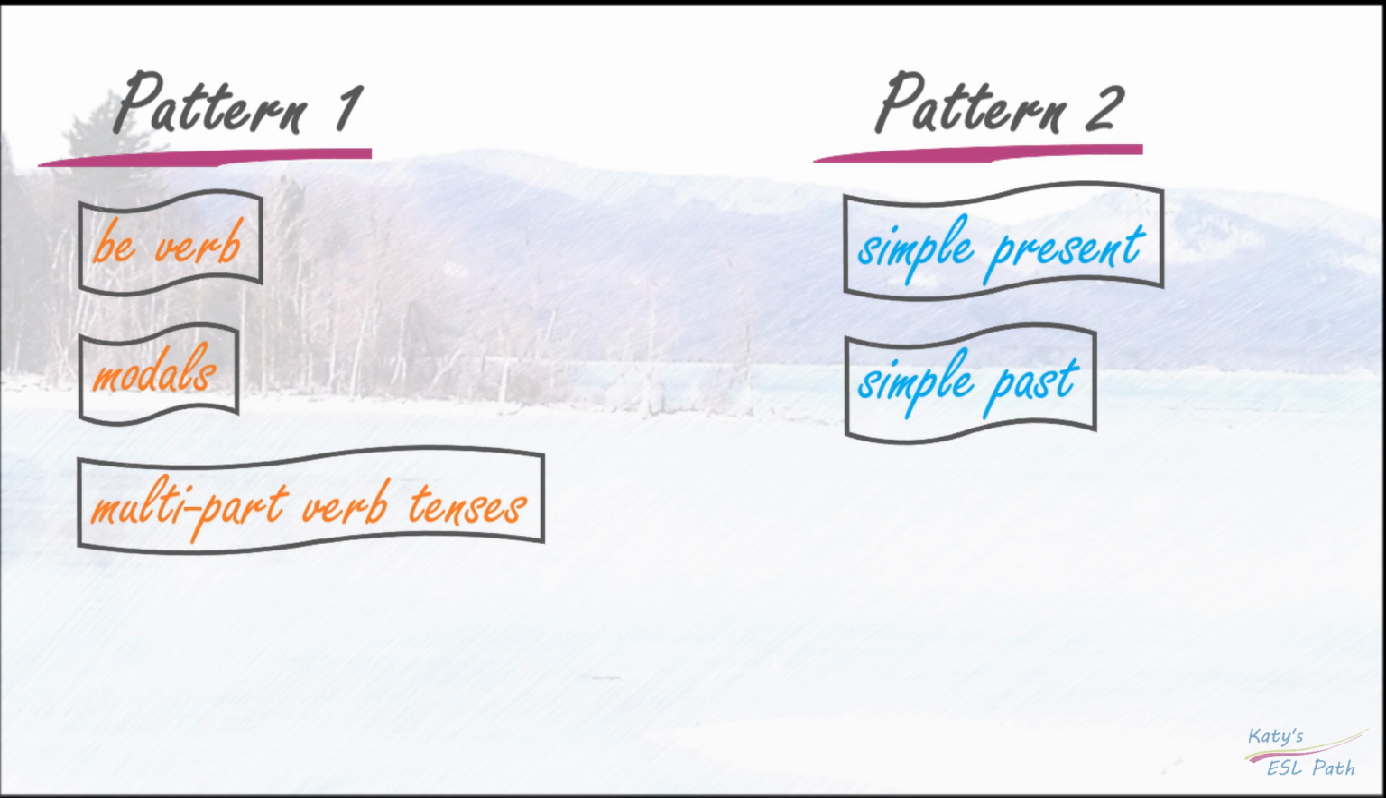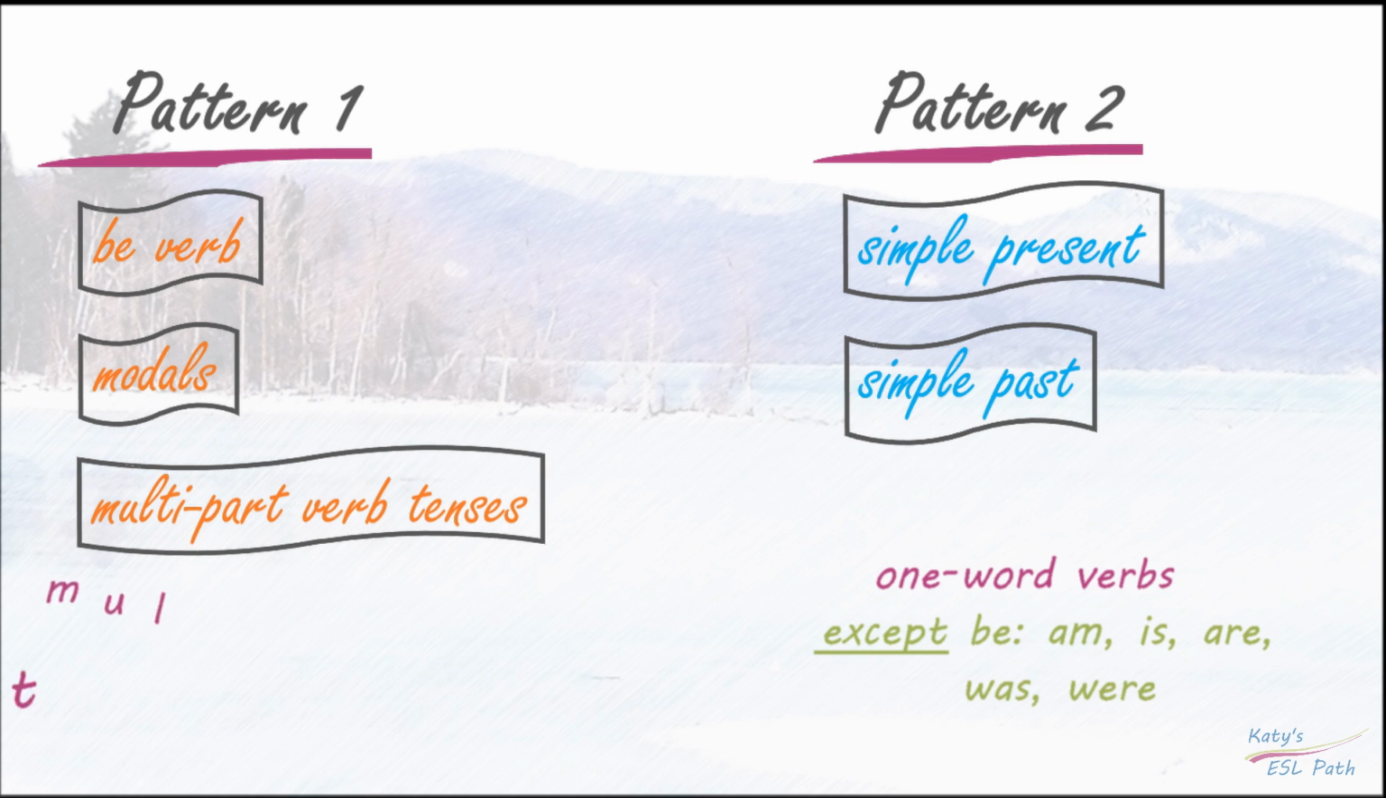Here's an easy way to decide between pattern 1 and pattern 2. Just think about the number of words in the verb form. With the exception of the be verb, if the verb consists of only one word, you should use pattern 2. Use pattern 1 if the verb contains more than one part, or if it's the be verb.